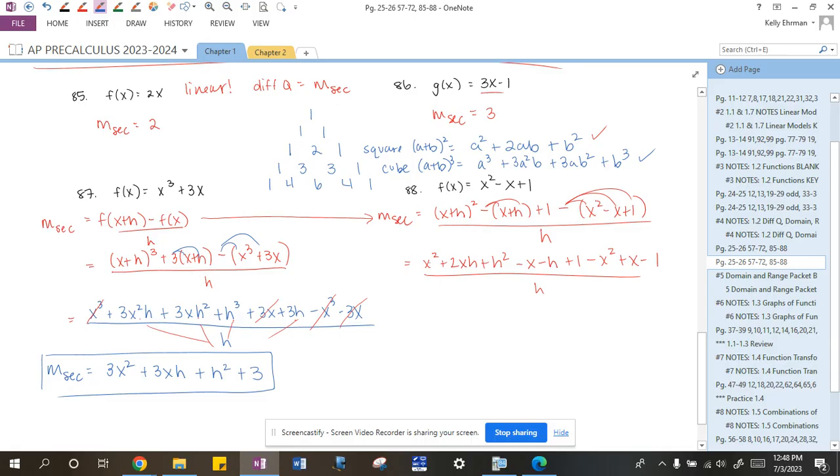Check that every non-h term is canceling. Positive x squared minus x squared, minus x plus 1 minus 1. All of the remaining terms can be divided by h. So 2xh divided by h is 2x. h squared divided by h is plus h. Negative h divided by h is minus 1. And again, down the road we'll be talking about tangent slopes where we plug in, well, what if h is 0? Okay, then the tangent slope is 2x minus 1. And that's the work of finding derivatives.